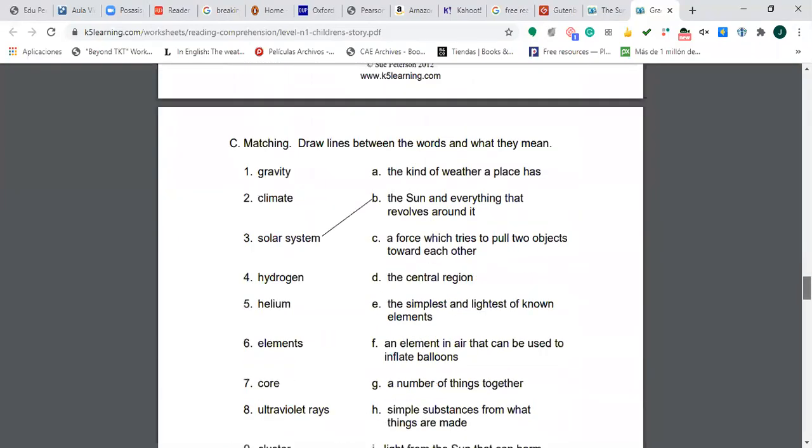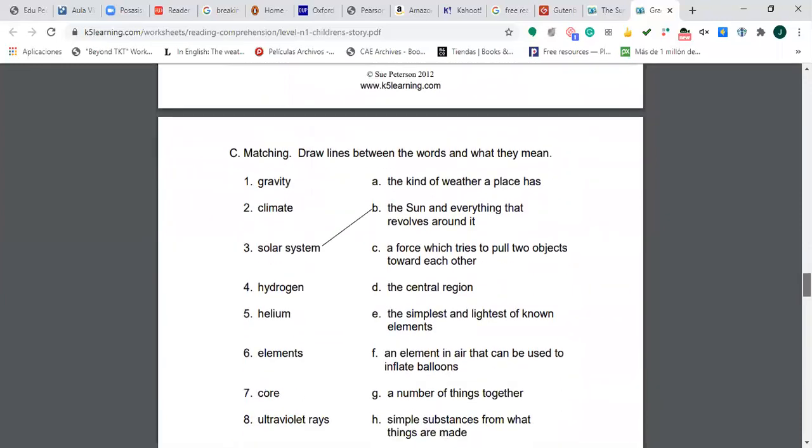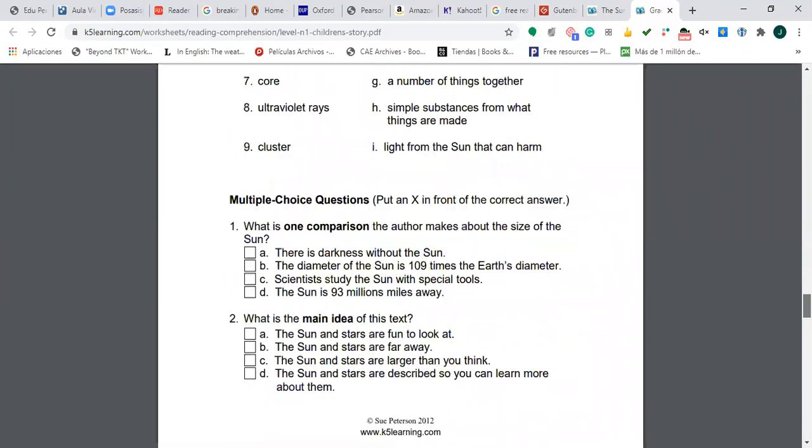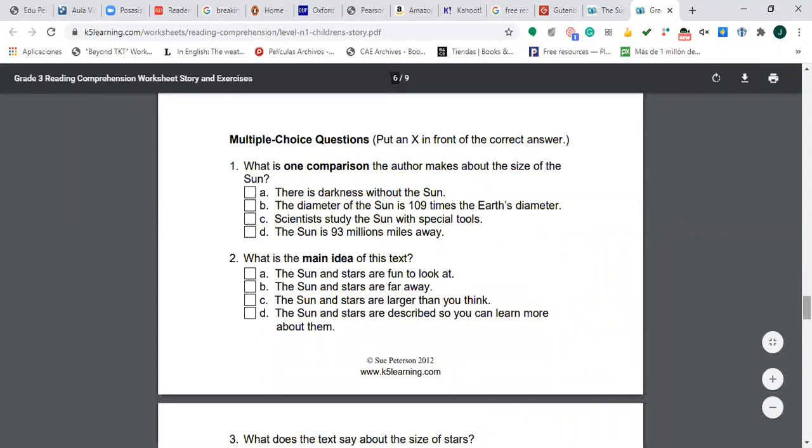Underline the word you used. Notice here, matching, draw lines between the words and what they mean. This is another activity in order to practice intensive reading. So it's an analysis, all right? It's an analysis of the text, the structure of the text. Here, more specifically, the language. Okay, multiple choice questions.